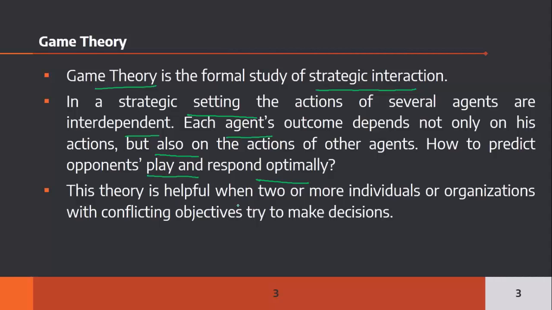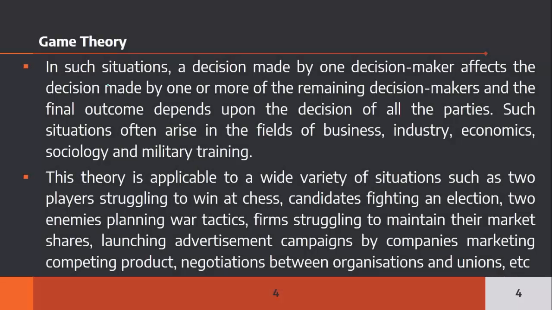This theory is helpful when two or more individuals or organizations with conflicting objectives try to make decisions. In such a situation, a decision made by one decision maker affects the decisions made by one or more of the remaining decision makers, and the final outcome depends upon the decisions of all the parties. Such situations often arise in business, industry, economics, sociology, military training, etc.